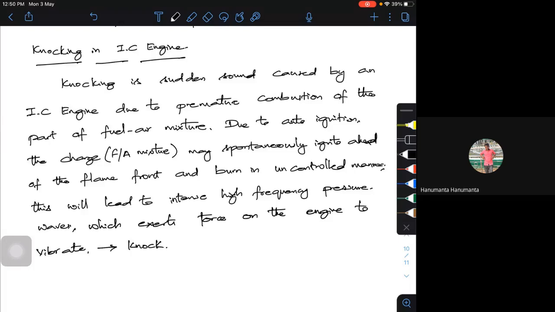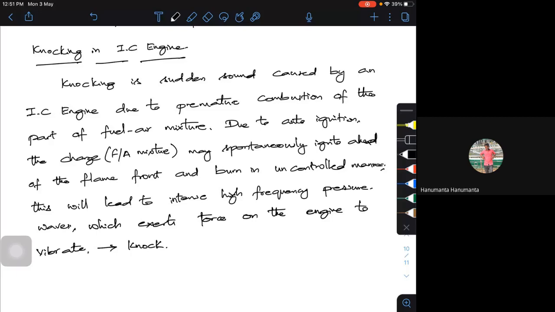So there is a small time delay or a small time gap for the flame propagation to move ahead of your actual flame propagation. Because of this, the whole engine will have high pressure waves. This will cause the engine to suddenly vibrate, and that vibration will lead to some kind of noise, and that we call knocking.